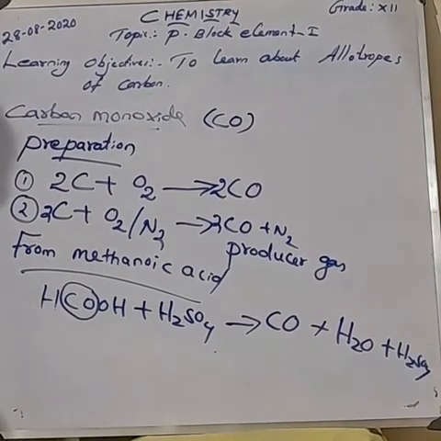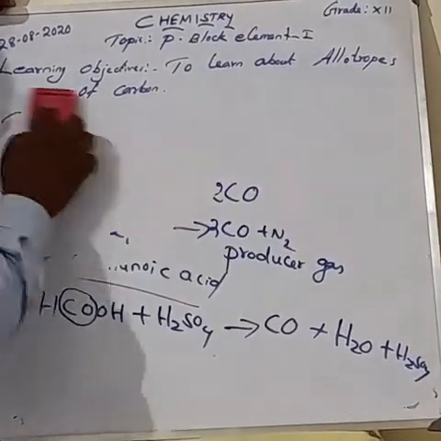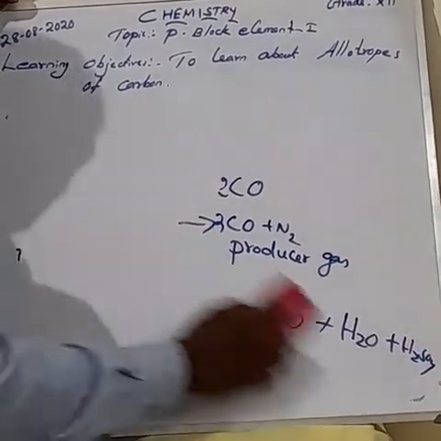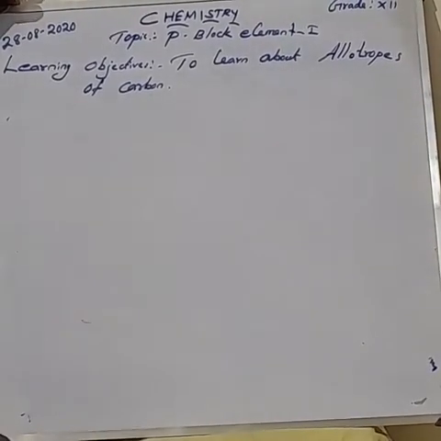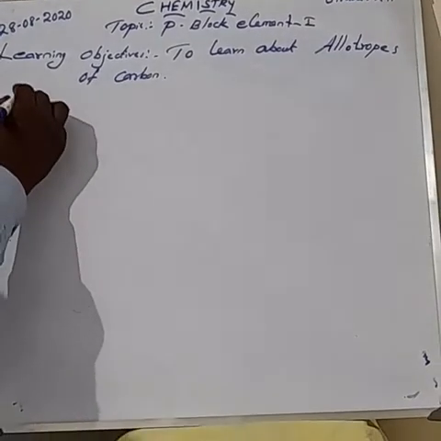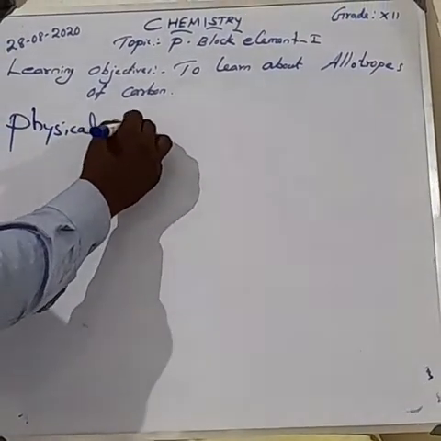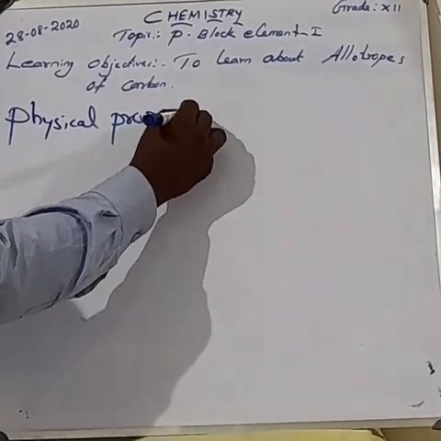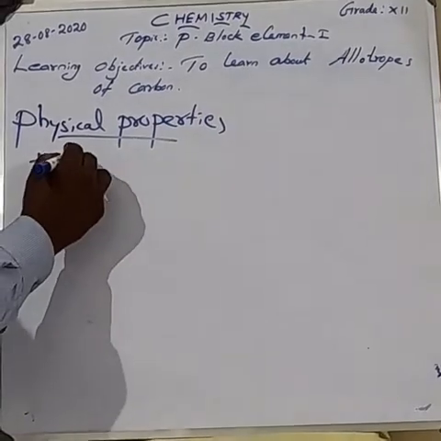Then, what are the physical properties of carbon monoxide? First one, physical properties. First one, colorless.